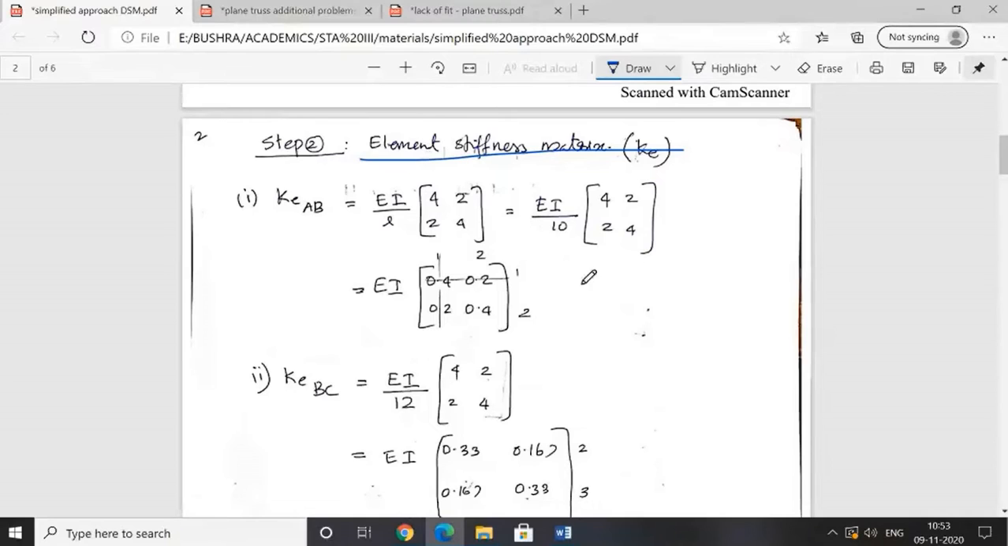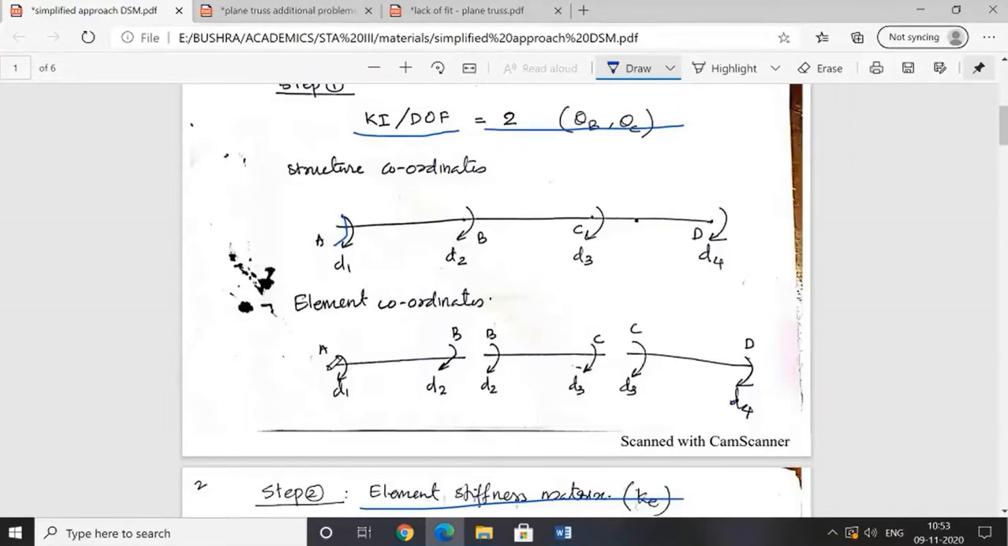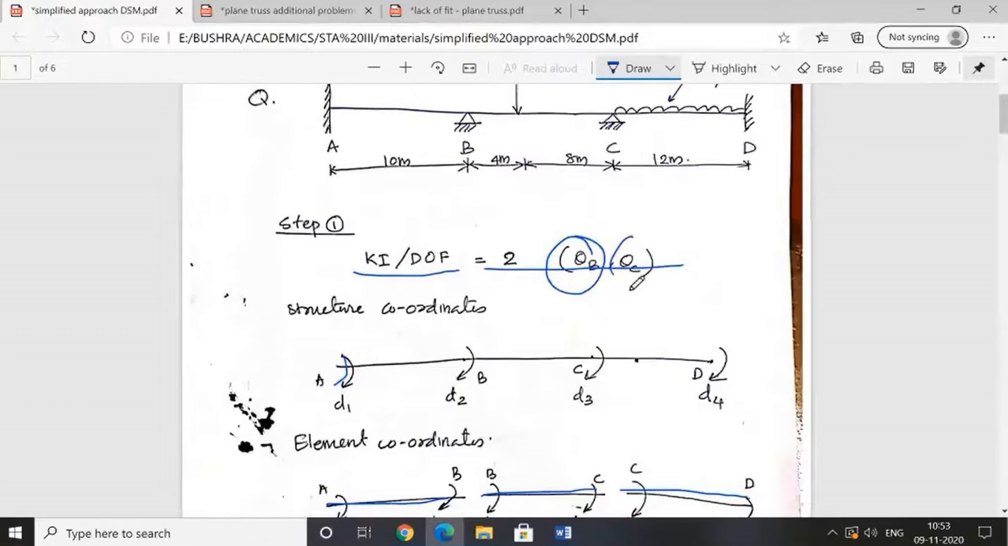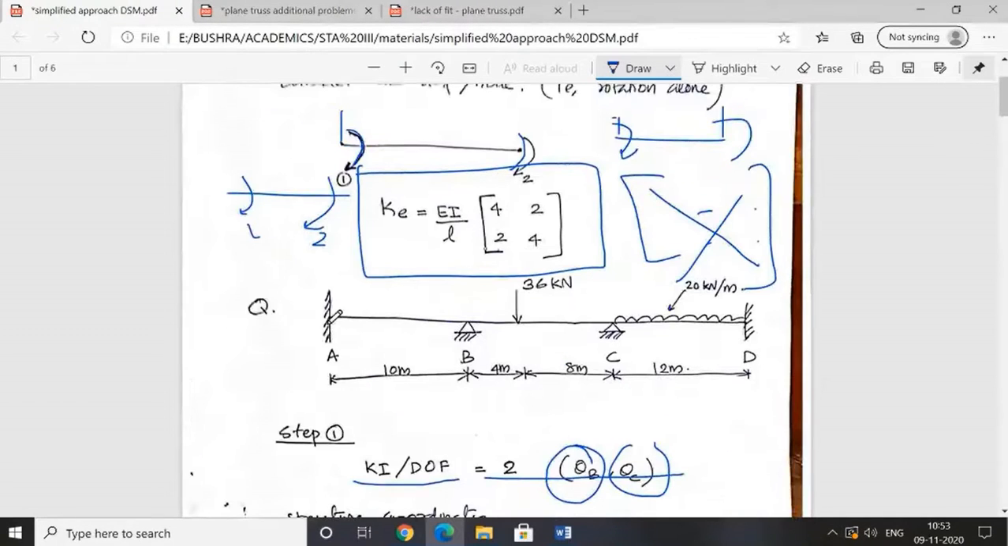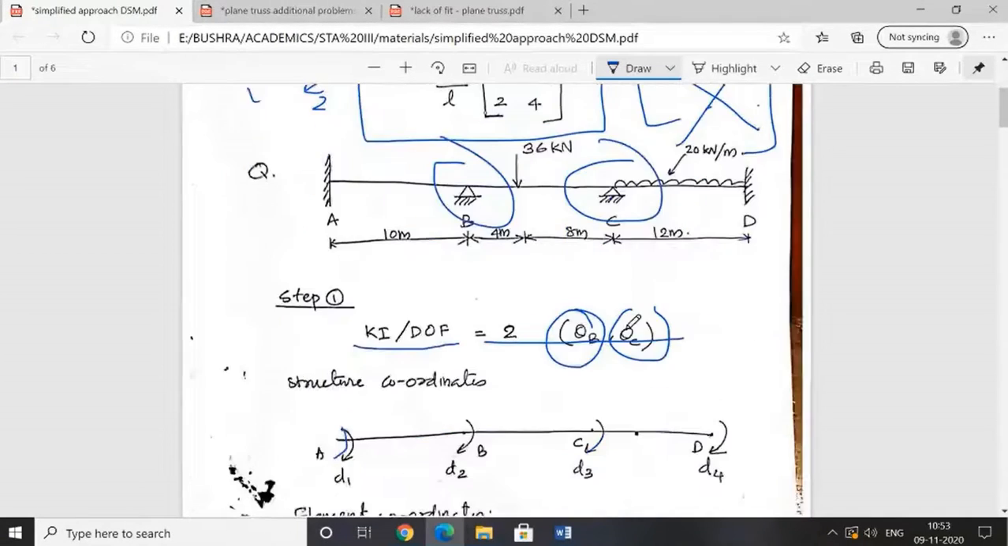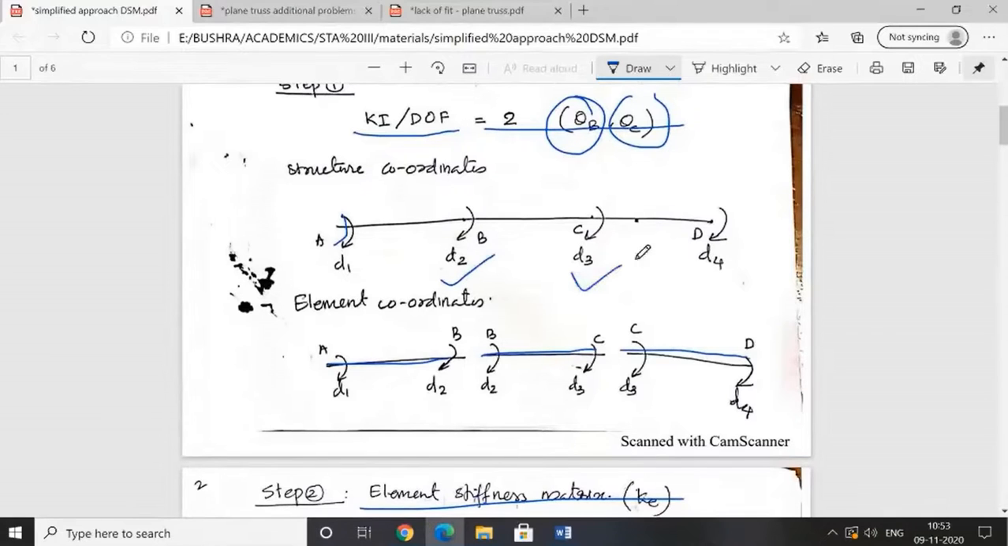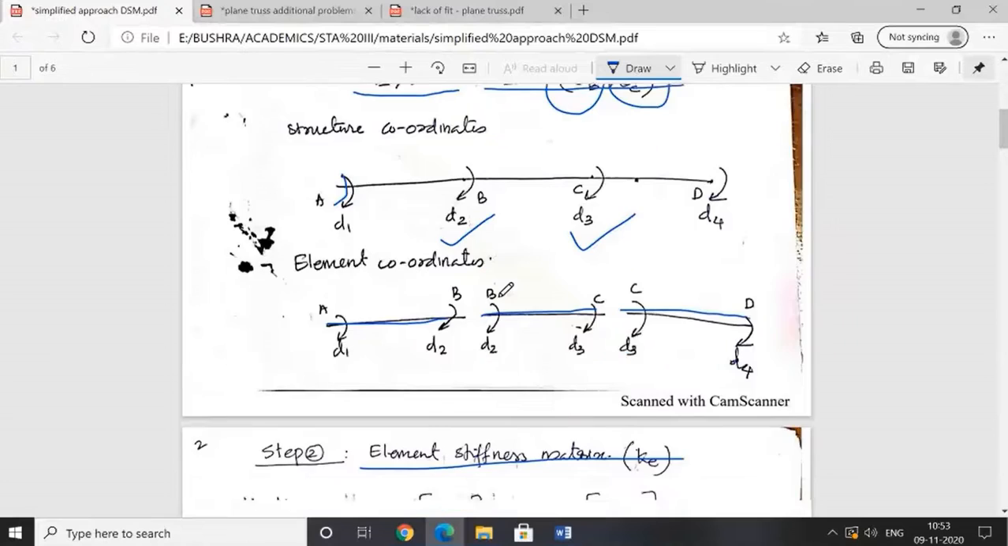In the previous case we had to write a 4 by 4 matrix for each case. Here we can write only a 2 by 2 matrix, 1, 2, 1, 2. So when you take member AB, it's only 1, 2. Member BC has 2, 3, and member CD has 3, 4. The only kinematic indeterminacy that we have is theta B and theta C alone. Theta A is arrested and theta D is arrested. That is 2 and 3. D2 and D3 are the only unknowns or degrees of freedom.